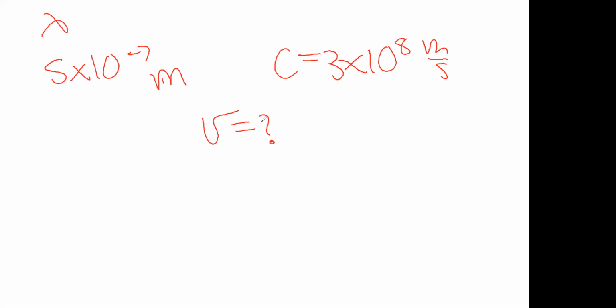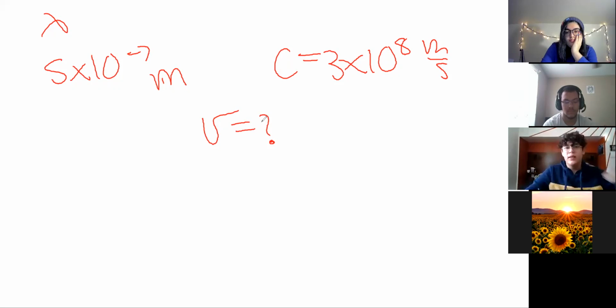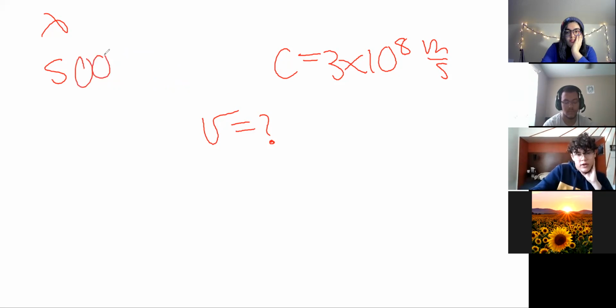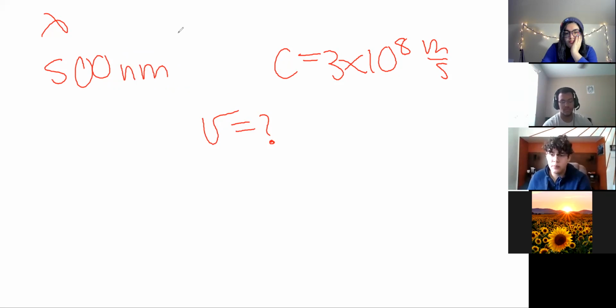So how are you going to start this problem? Or how would you normally start it? Let's say in the case that the problem didn't give you the wavelength already converted to meters, let's say it gave it to you as 500 nanometers. So how would you start that problem now? Convert to meters.